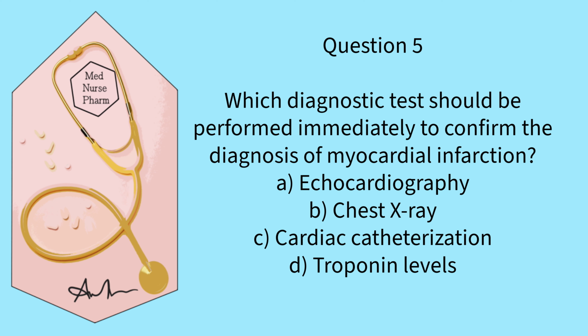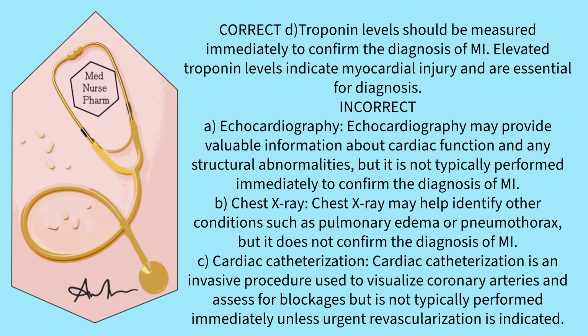Question 5. Which diagnostic test should be performed immediately to confirm the diagnosis of MI? Echocardiography, chest x-ray, cardiac catheterization, troponin levels. Pause the video and select your answer. The correct answer is D. Troponin levels should be measured immediately to confirm the diagnosis of MI. Elevated troponin levels indicate myocardial injury and are essential for diagnosis.